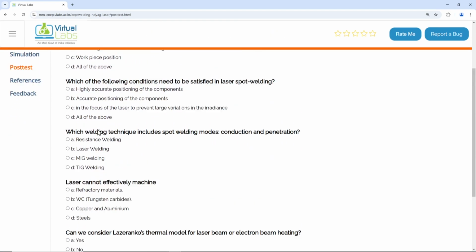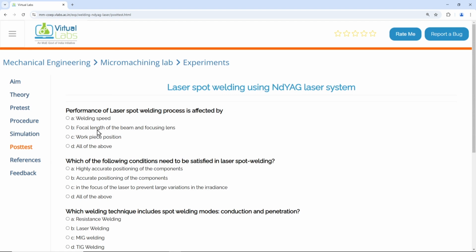Let me try to see again the post-test questions only. The performance of laser spot welding process is affected by welding speed, focal length of the beam and focusing length, workpiece position. All of these affect the laser spot welding process. Which of the following conditions need to be satisfied in laser spot welding? High accurate positioning of the components, accurate positioning of the components in the focus of the laser to prevent large variations in the irradiance, all of these.